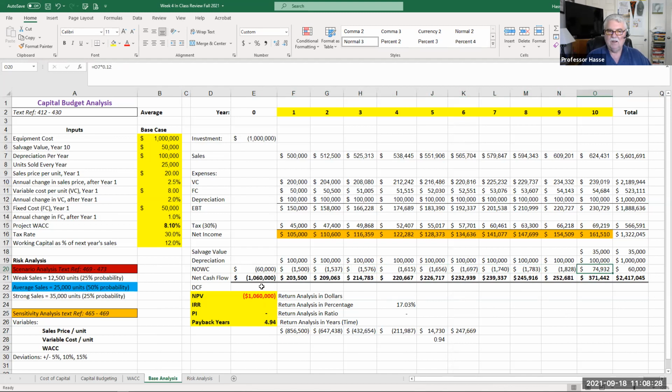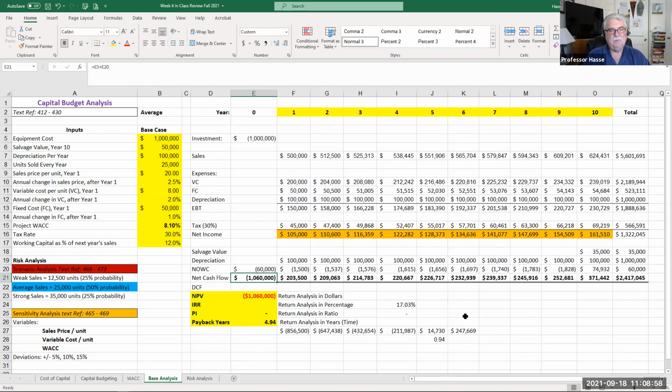Thus, we get our disposable net cash flow of roughly $2.4 million on an investment of $1,060,000. Hope this is all beginning to come back to you. So, a $1 million investment is going to generate net cash over 10 years, its depreciable life, of $2.4 million. Is this a good investment or not?